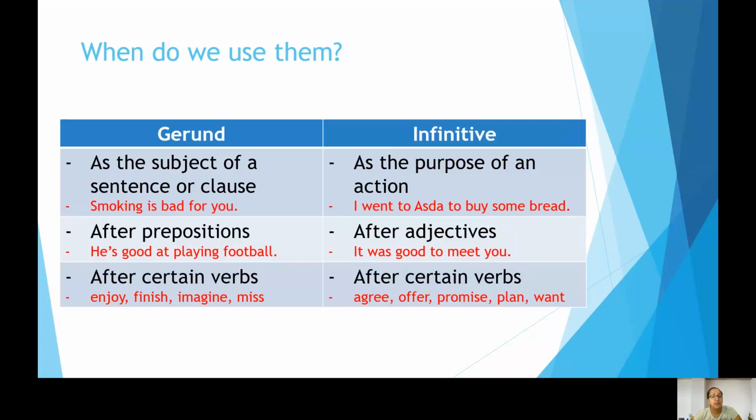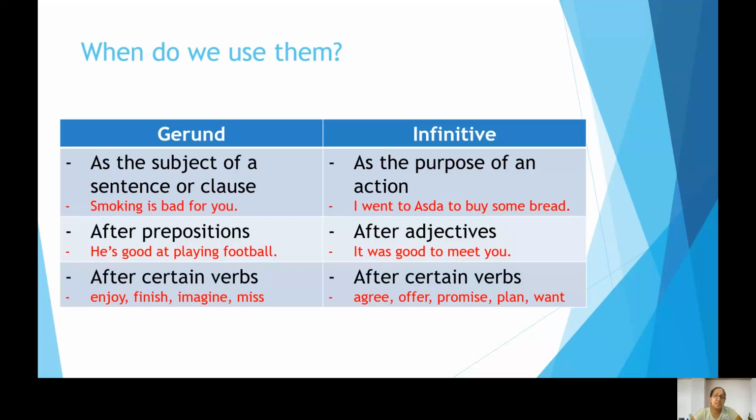The gerund is used after prepositions, like he is good at playing football. At is a preposition. It is followed by a gerund. Whereas an infinitive comes after adjectives, like it was good to meet you. Good is the adjective.